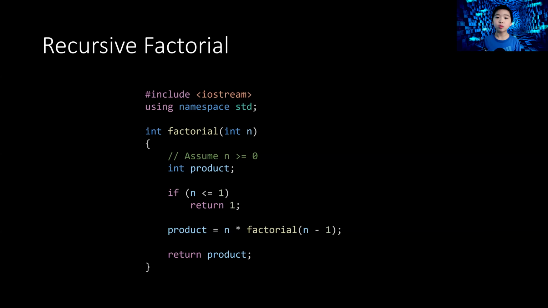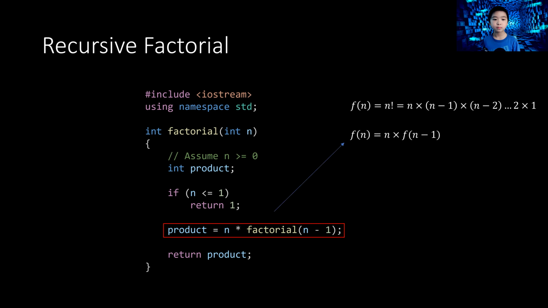Here, let's use a factorial function to illustrate how recursion works. Here's how we compute the factorial of n mathematically. If we use recursion, we can simplify it by calling the same function, but with different parameters. This is how we narrow down the problem. After that, we check if n is smaller or equal to 1. If so, we return 1. This is because the factorial of 1 and 0 are both 1.